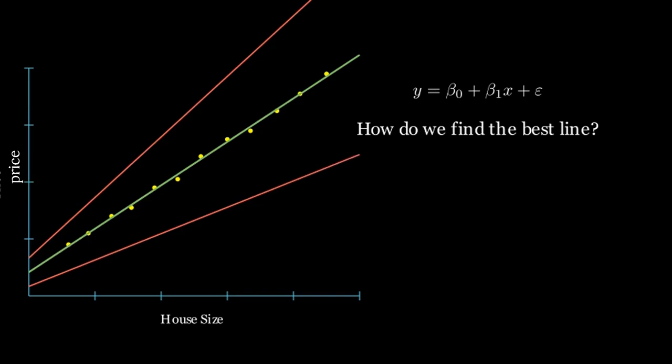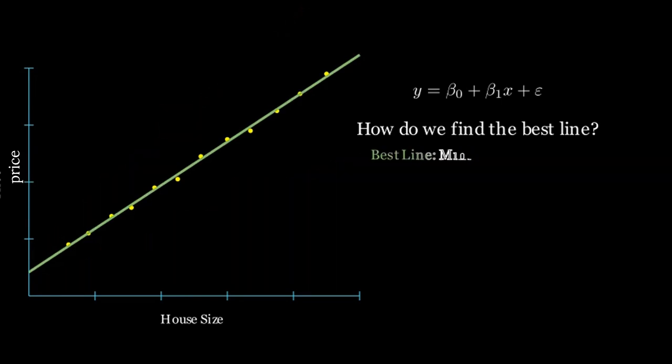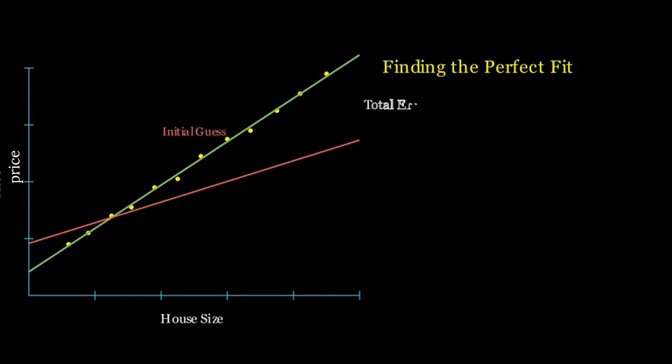So how does the computer find the best values for beta 0 and beta 1? It uses a method called ordinary least squares, which works by adjusting the line to minimize the sum of all these squared errors. Watch what happens as we try different lines. The algorithm keeps testing until it finds the combination that gives us the smallest total error. This optimal line is our linear regression model. The algorithm starts with a random guess and then systematically improves it. With each iteration, the total error decreases as the line gets closer to the optimal position.